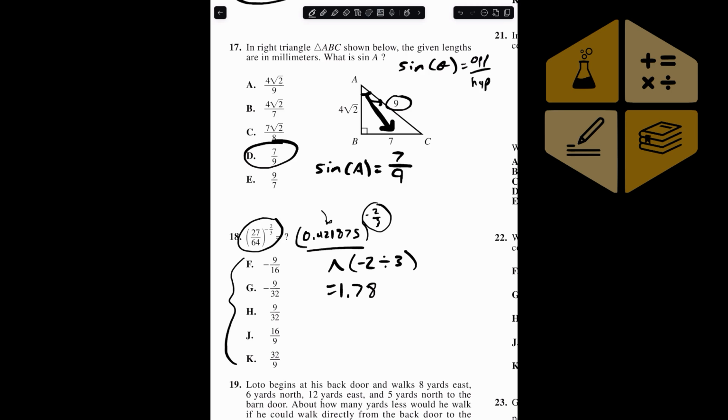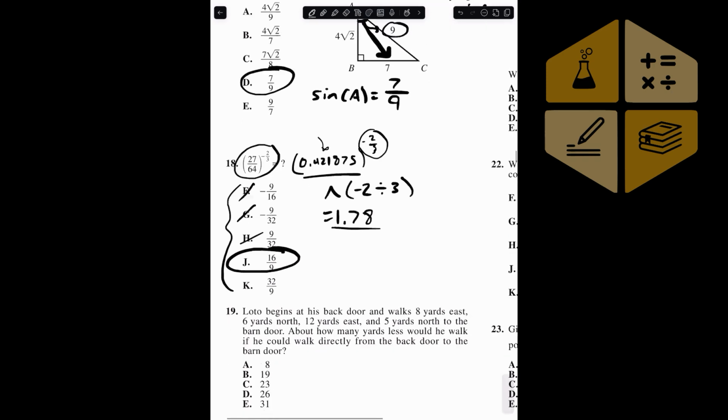So my question now is, which one of these answer choices, F, G, H, J, or K, matches 1.78? Well, it's definitely not F or G. Those are both negative. It's not going to be H either. That's going to be a value less than 1. Let's try J. 16 divided by 9 equals, what do you know? 1.78. That's how I know number 18 is J.